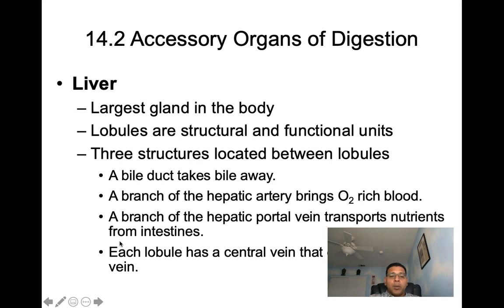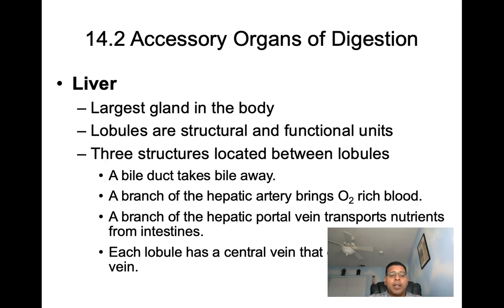And then third, we have a branch of the hepatic portal vein. This vessel transports nutrient-rich blood from the intestines to the liver, because the liver acts as a gatekeeper. It's going to inspect all of this precious cargo that comes to it via the bloodstream. Next, I'd like you to know each lobule has a central vein as well. And that central vein is going to enter the hepatic vein, which eventually leads to the inferior vena cava.